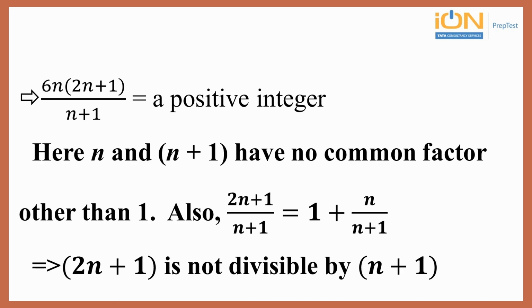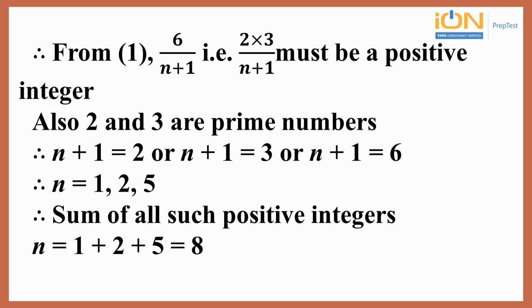So after simplification we get 6n into 2n plus 1 by n plus 1 to be a positive integer. Here n and n plus 1 have no common factor other than 1. Also 2n plus 1 by n plus 1 is equal to 1 plus n by n plus 1, which implies 2n plus 1 is not divisible by n plus 1. So 6 by n plus 1 has to be an integer, but the divisors of 6 are 1, 2, 3, 6, but n plus 1 cannot be 1 since n is a natural number. So n plus 1 has to be 2 or 3 or 6.